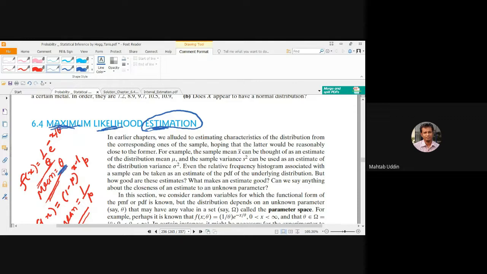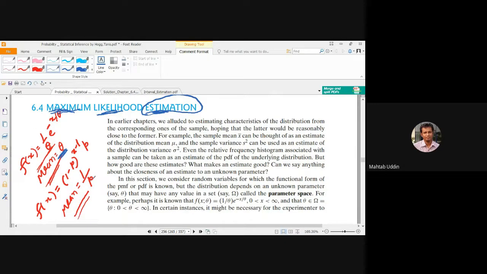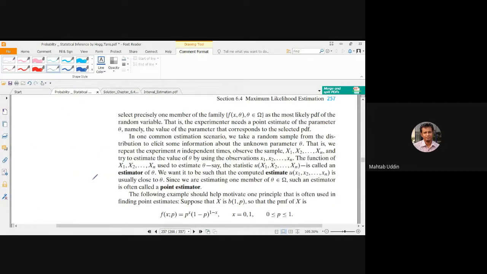Similarly here, which value matches best with p. So to do this, we'll collect n independent trials. For n independent trials you can find n samples. And from those n samples, from each we'll find one input. Capital X is the sample and a small x is the input. So from each sample we'll collect one input.